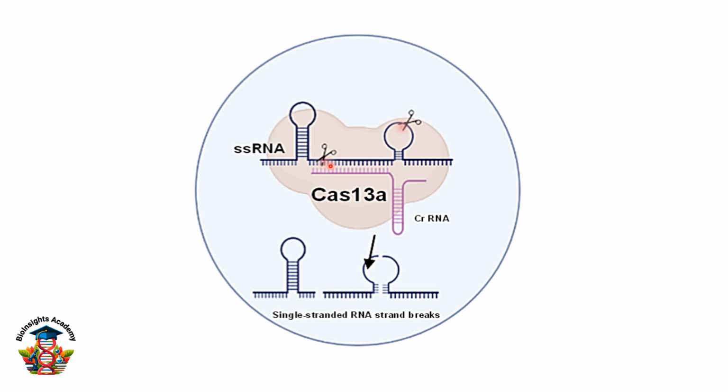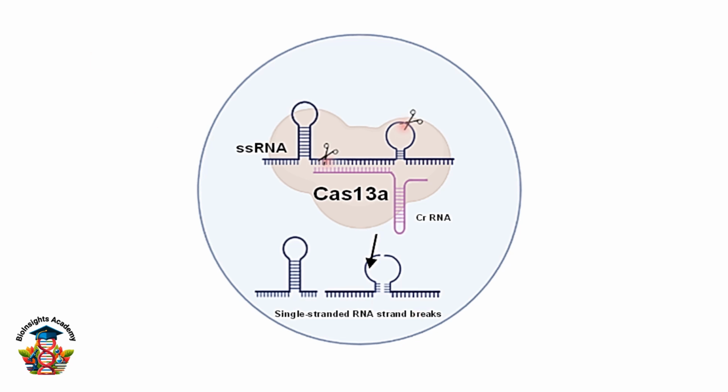Cas13a specifically cleaves RNA. So Cas13a not only cleaves the target RNA, but also exhibits collateral cleavage activity, where it can cleave other nearby RNA molecules non-specifically once activated. This property can be harnessed for various applications, including diagnostic assays.